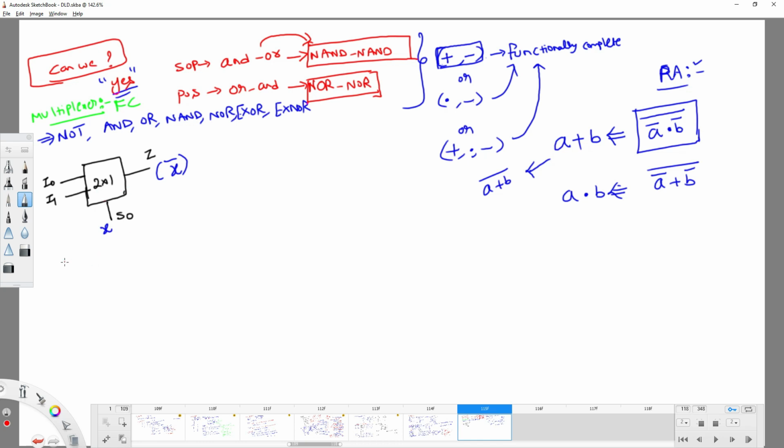Observe the equation we are going to get: S0 bar I0 plus S0 into I1. Try to substitute: this will be X bar into I0 plus X into I1. From this equation, can we get X bar? How? If I place I0 as 1 and I1 as 0, what expression do you get? X bar.